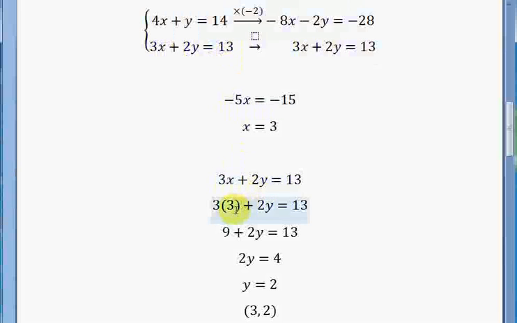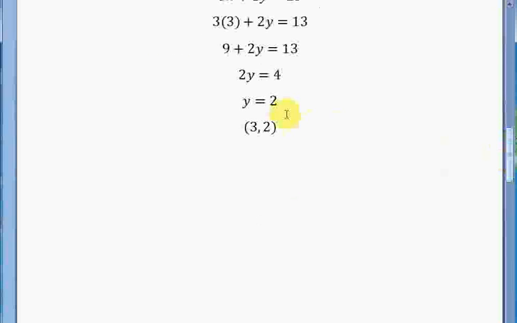I'm going to plug in 3 for x. I get 9 plus 2y is 13. 2y is 4. So that gives me y is 2. So my answer is 3, 2.